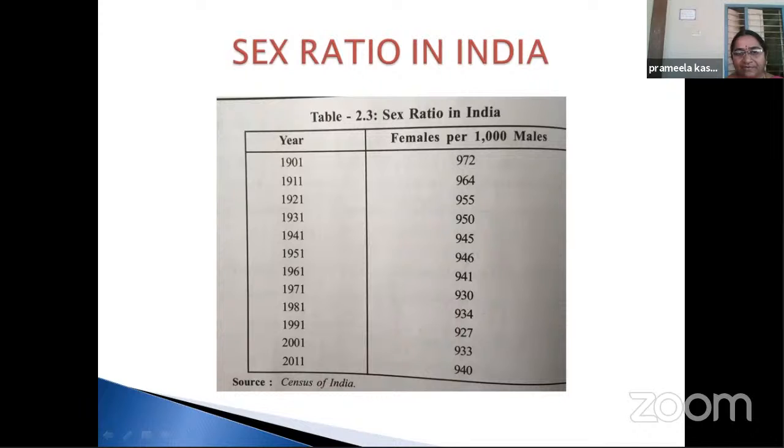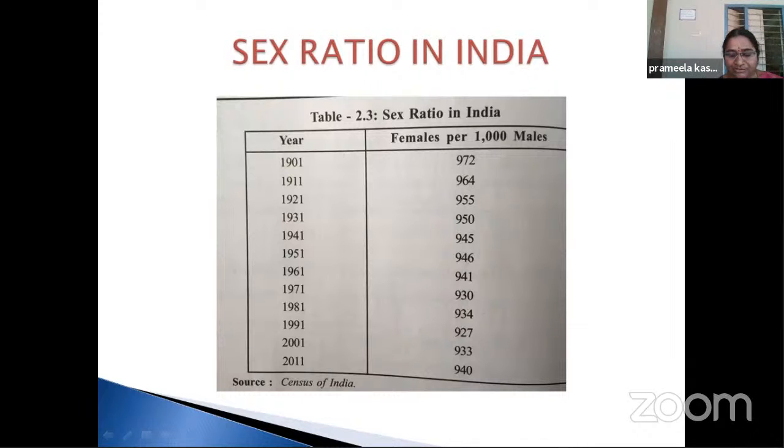Whenever the sex ratio increases, automatically we can find growth in the economy. That means it is possible to remove poverty. And whenever we reduce the high infant mortality rate in the economy, and the high mortality rate among women of reproductive age, only then is it possible to increase the sex ratio. So the sex ratio declined from 972 to 940 between 1901 and 2011 in the Indian economy. So this is about the sex ratio.